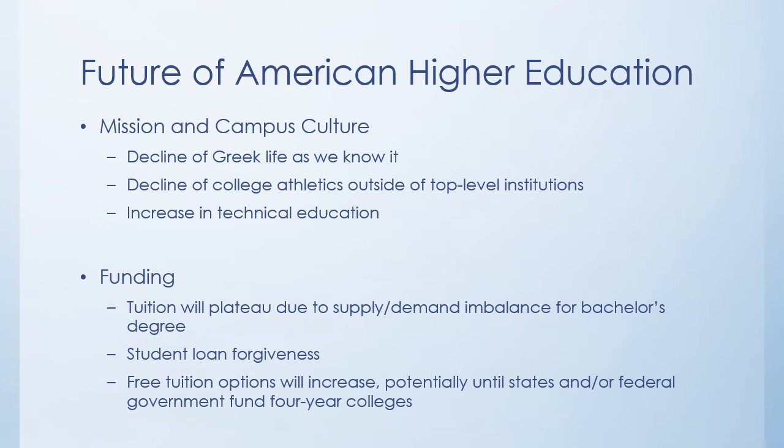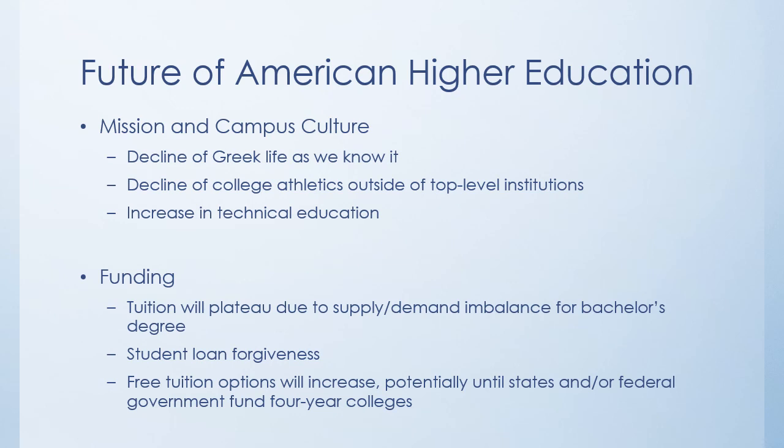I also think that we may see a decline in college athletics outside of top-level institutions. I think it's certainly possible that lower and mid-level institutions will start making cuts. Lots of schools out there pay for football programs that don't make any money and in fact cost quite a lot. And at some point, I think they will have to start asking the question of measuring that return on investment. And I also think that we'll see a shift in campus culture and mission because there will be an increase in the demand for technical education rather than the standard 4-year bachelor degree.